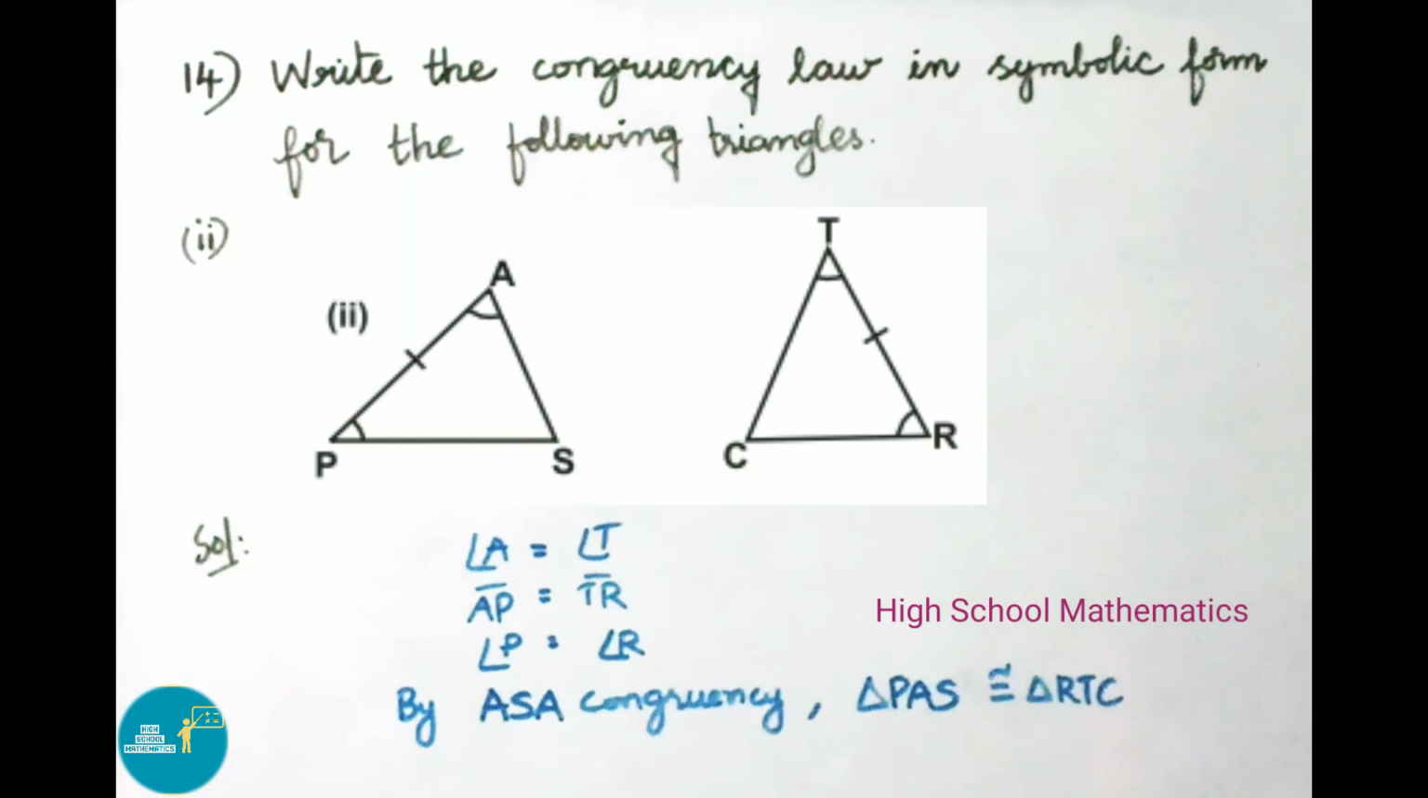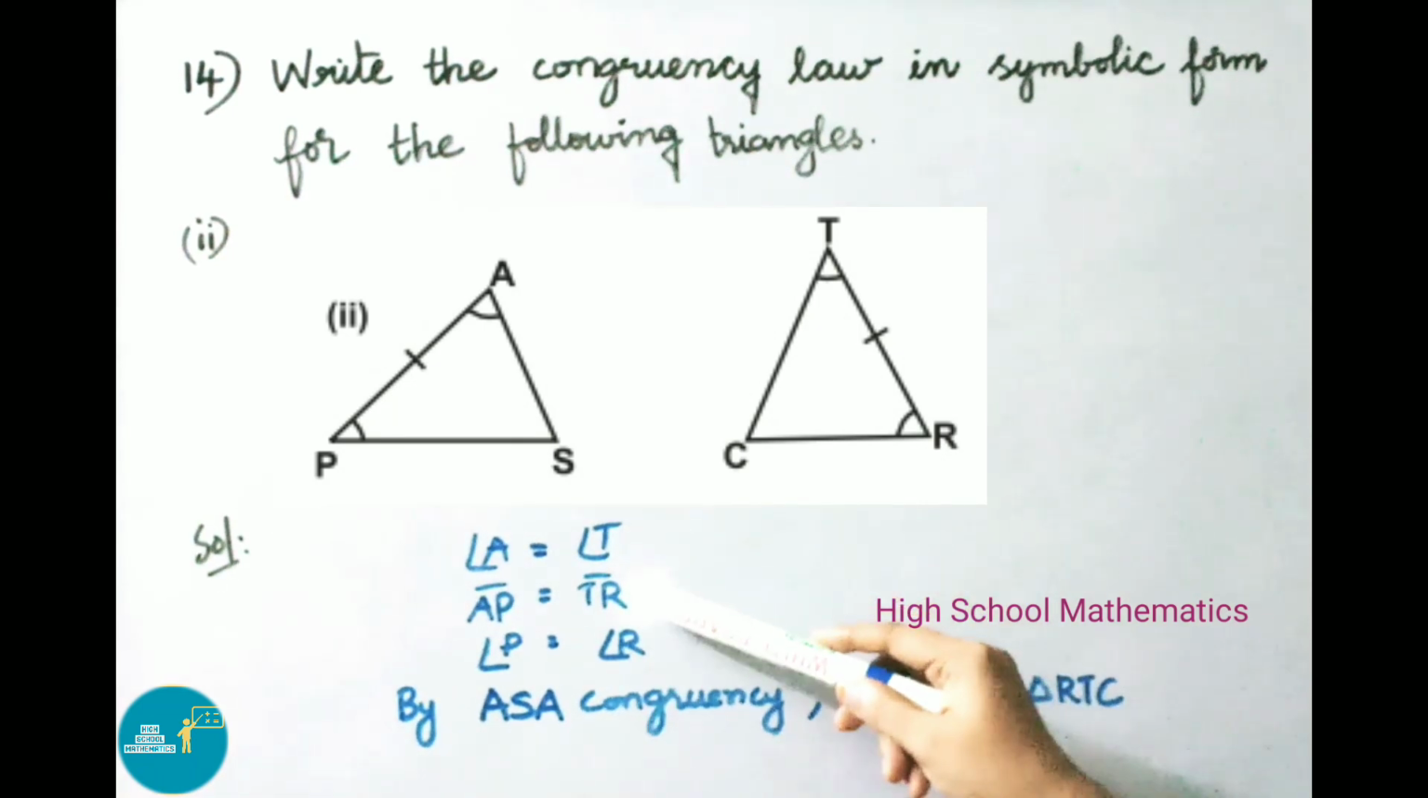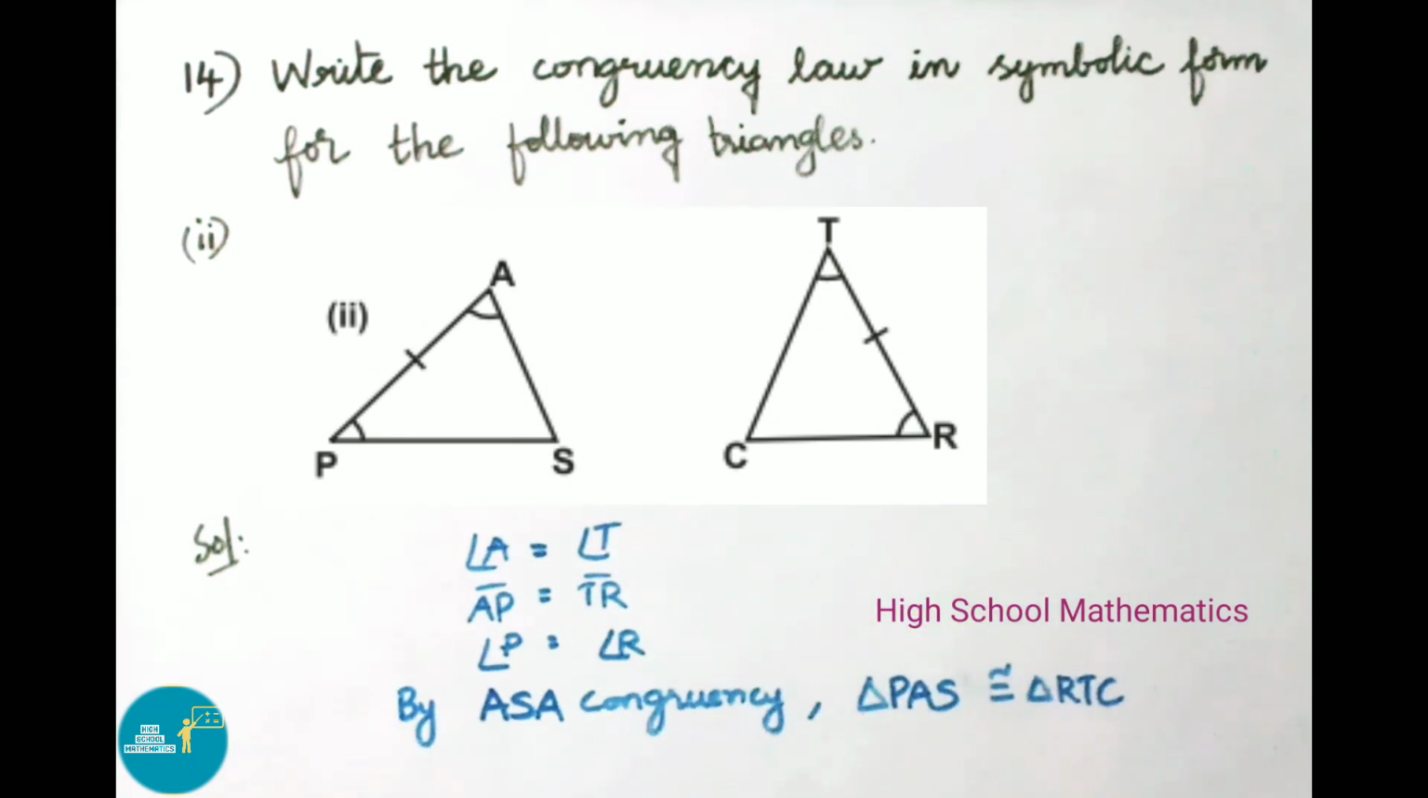See now 14th sum, second one. Observe the given triangles. Angle A equals angle T, side AP equals side TR and angle P equals angle R. That is, here angle, side and angle are equal. So it is ASA congruency, that is angle, side, angle congruency. Therefore by ASA congruency we can say triangle PAS is congruent to triangle RTC.